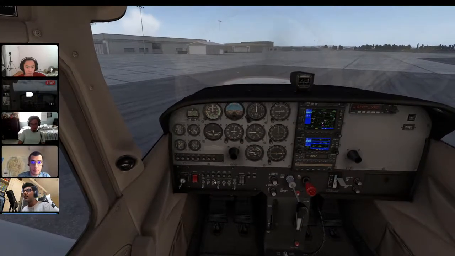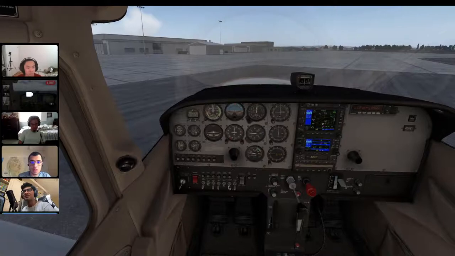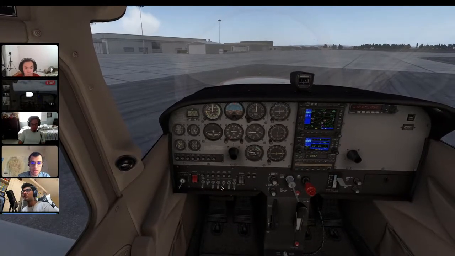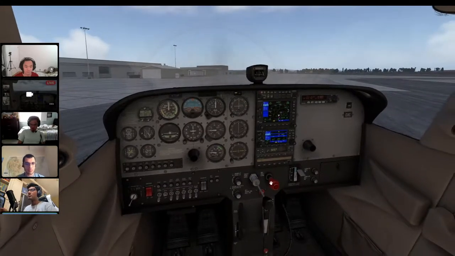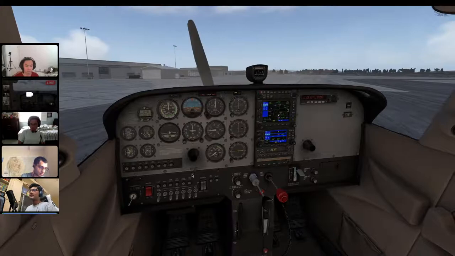Alright. And get rid of our landing lights because we're not flying right now. Strobe lights off and nav lights off and pull out mixture. No questions in the form either. All right. And that's it.